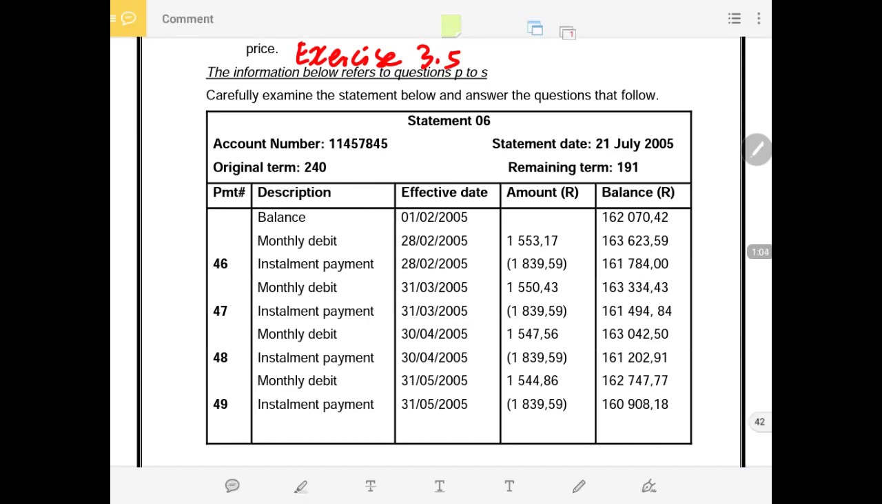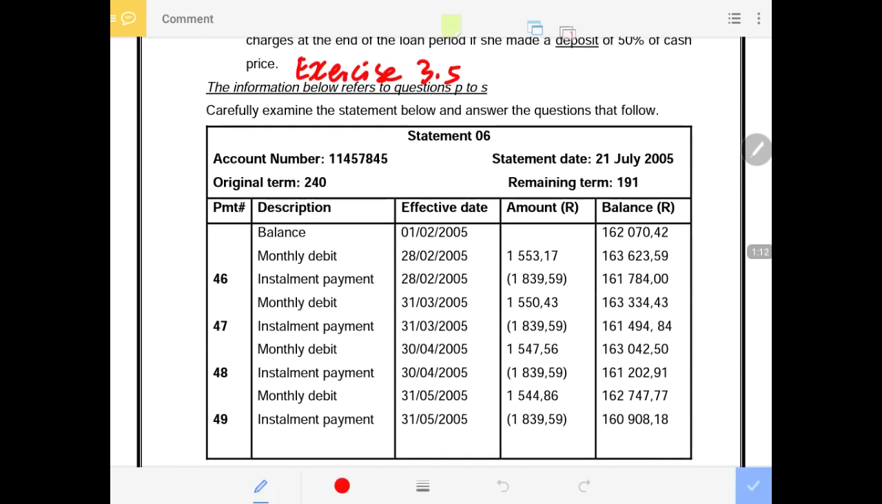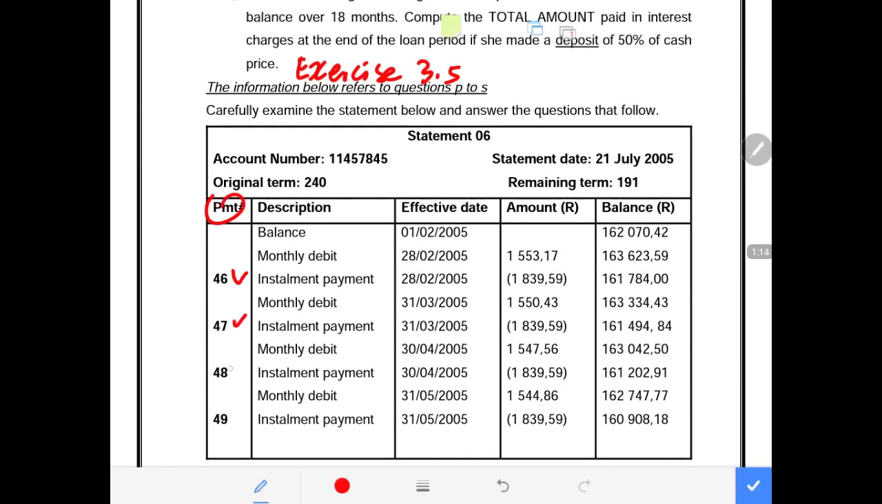So now let us examine this statement very carefully. On the statement, we can see that we have a payment number, which is payment number 46, 47, 48, and 49. We have the description, which is the balance monthly debit. Remember, the monthly debit is the interest. I want to highlight that monthly debit is the interest.